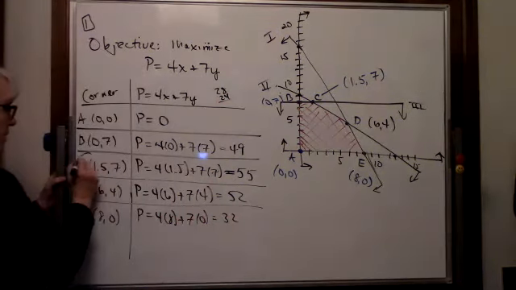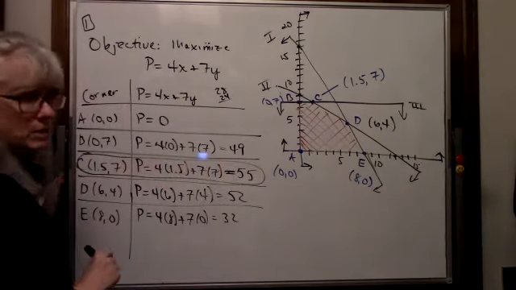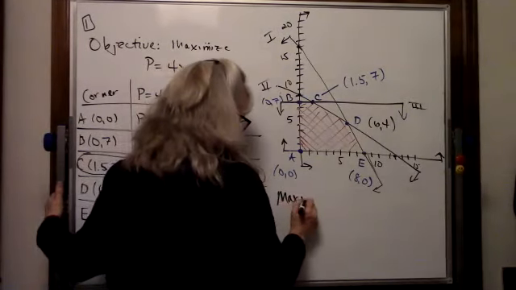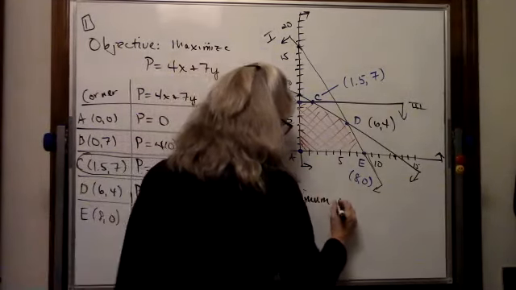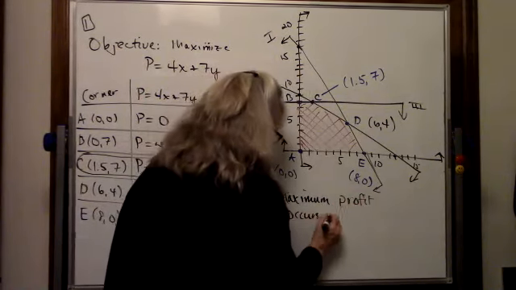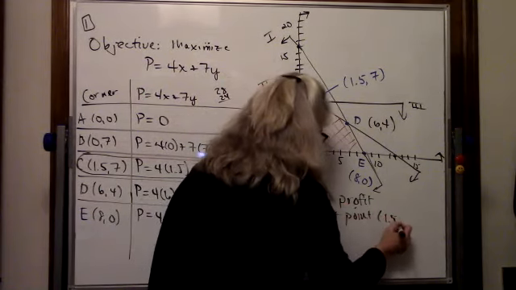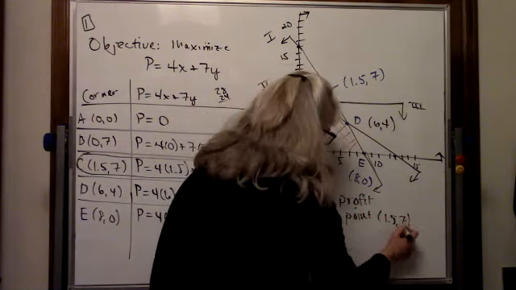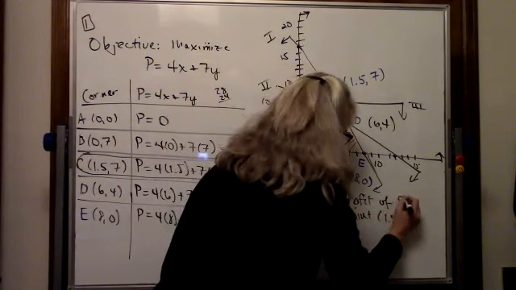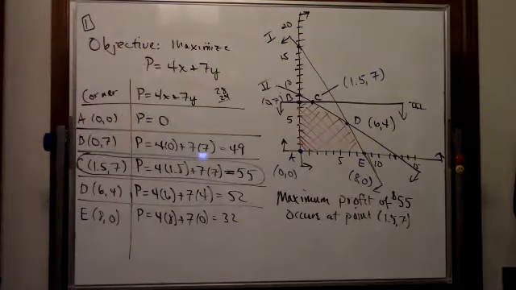So for us, sitting right in here is our maximum. Provided we've done all our arithmetic correctly, our maximum profit occurs at the point 1.5, comma 7, and the profit is 55. I'm going to assume that it's a profit, so it's in dollars. So there's your first one.